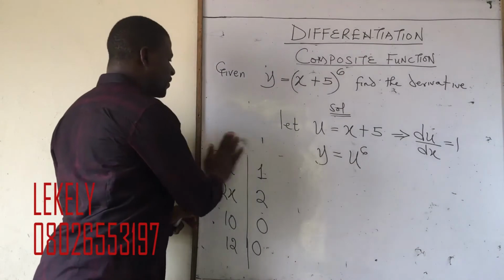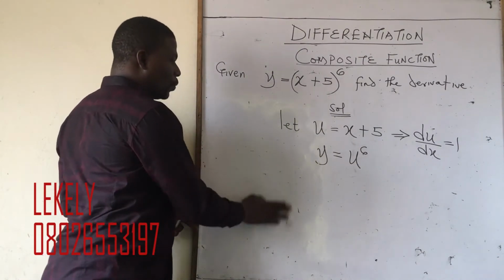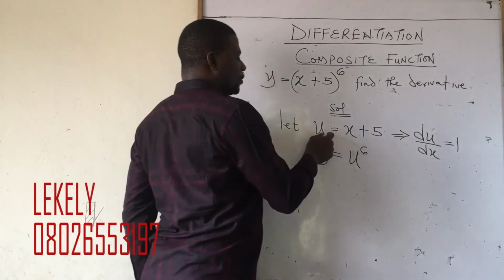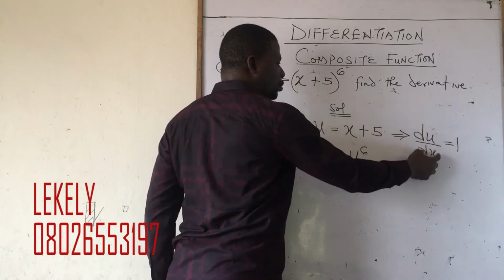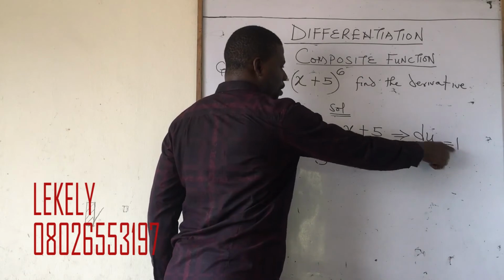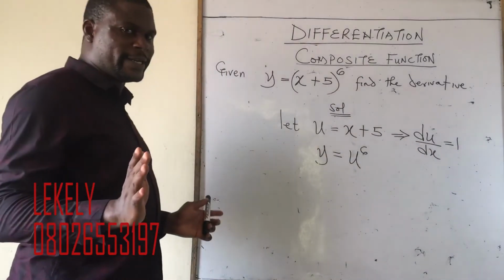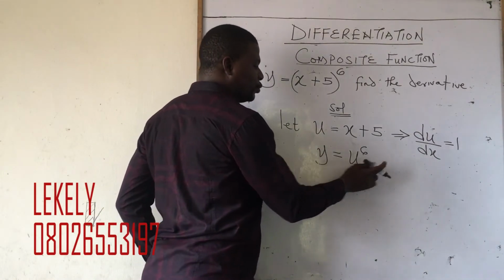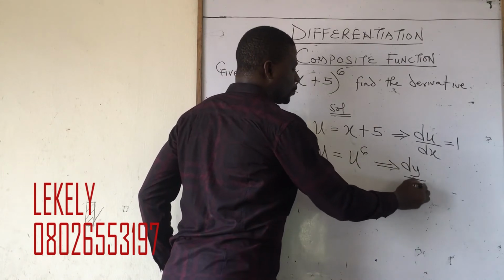Having said that, the next thing we are going to look at is, so I've said differentiate. From here, you have letter u and x, so you look for du dx. If you differentiate x, it will give you 1. If you differentiate 5, it will give you 0. So there's no need for you to write that. Then you come here again. Here you have letter y and u. So you will look for your dy du.